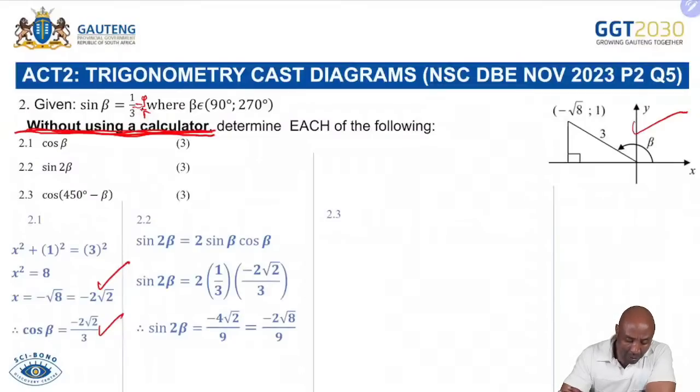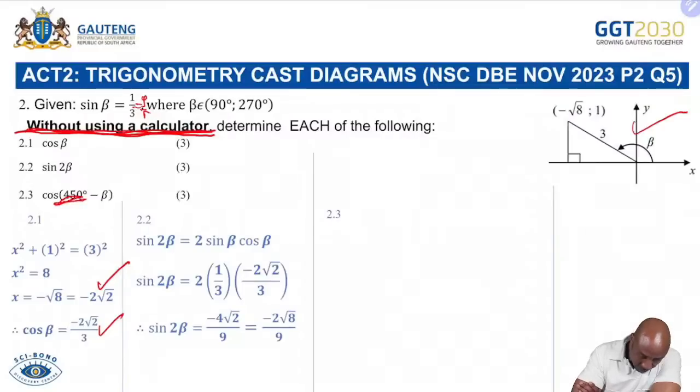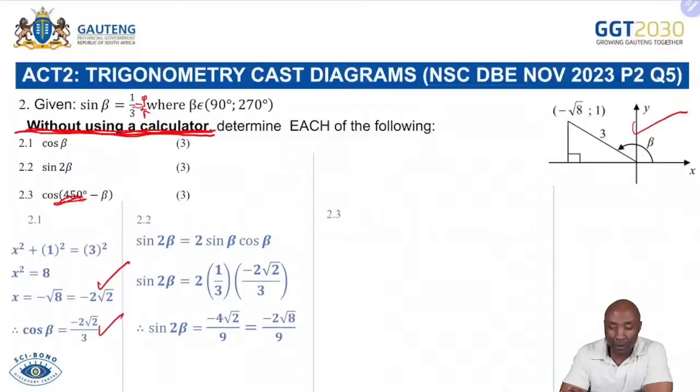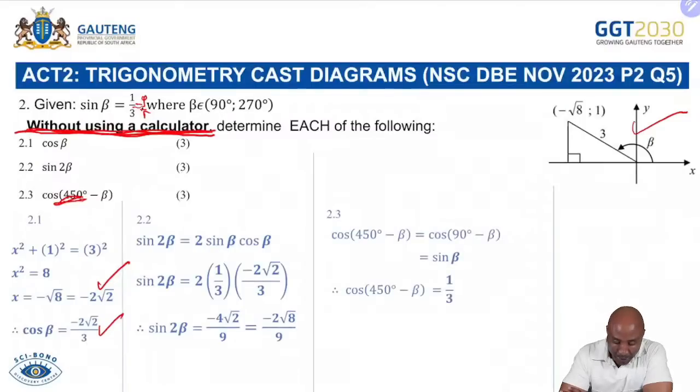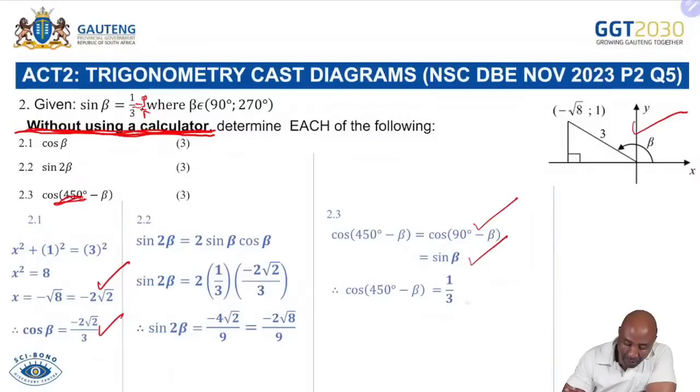2.3, cos of 450 degrees minus beta. Remember, we said if our angle is more than 360, we subtract 360, and that will give us cos of 90 minus beta, and this will give us our reduction as sine beta, which is 1 over 3. So we reduce, and we should get our answer as 1 over 3.